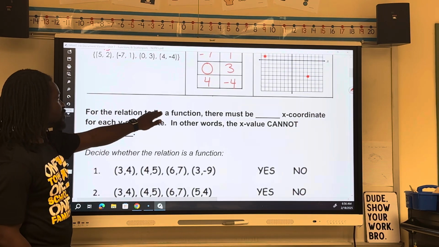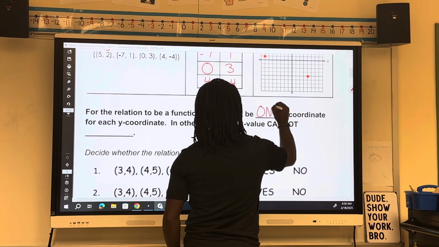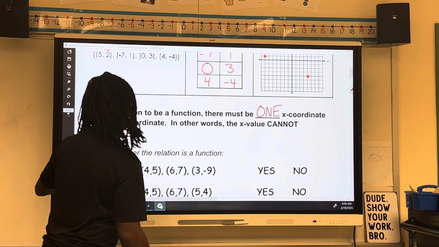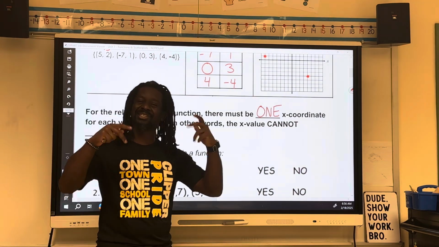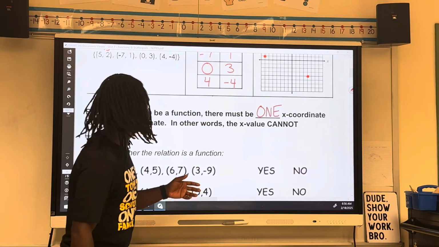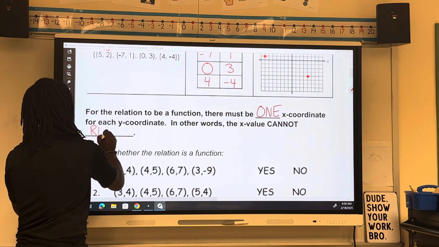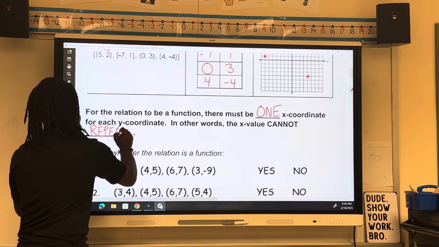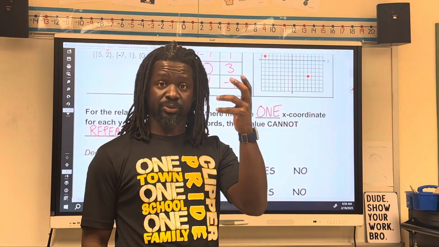For the relation to be a function, there must be one x coordinate for each y coordinate. In other words, this is another way of describing that same statement. The x value cannot repeat. Okay? So, again, just to think back to our opening illustration, right?